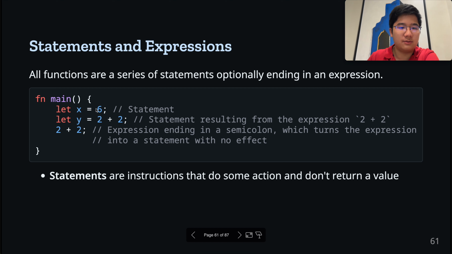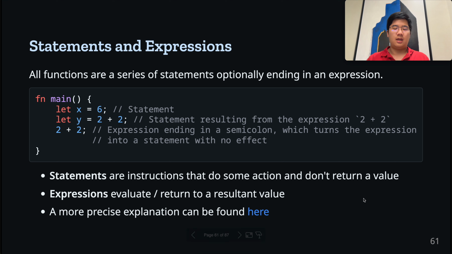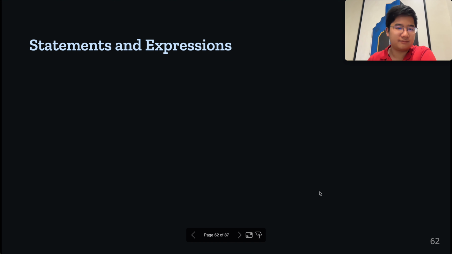All functions are a series of statements, which is, again, expressions with semicolons, optionally ending in an expression. Here we have let x equals 6, and that's a statement that binds the expression 6 to x, etc. You can take time to read through this. Statements are instructions that do some action and don't return a value. Expressions, on the other hand, evaluate to a resultant value. Statements are made of expressions, and a function is a bunch of statements that then returns a final expression. If you're interested, go to the link, probably in the description and also on the website, and you can find the slides.